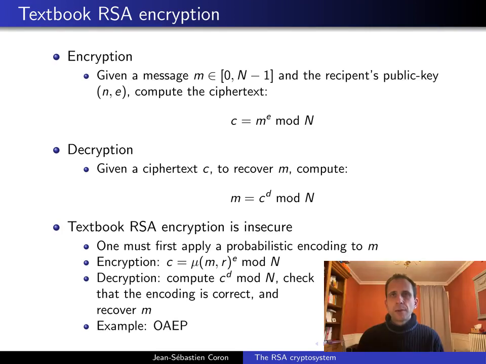As we have seen in the previous lecture, textbook RSA encryption is insecure because there is the dictionary attack. And so, to prevent the dictionary attack, we must first apply a probabilistic encoding to the message M. So, to encrypt a message M, we first generate some randomness R, apply the encoding, and compute mu of M and R to the power of E modulo N. And then, to decrypt, we first compute C to the D modulo N, and then we check that the encoding is correct. Only in that case can we output the message M. This is what happens, for example, in the OAEP encoding scheme that we have seen in the previous lecture.